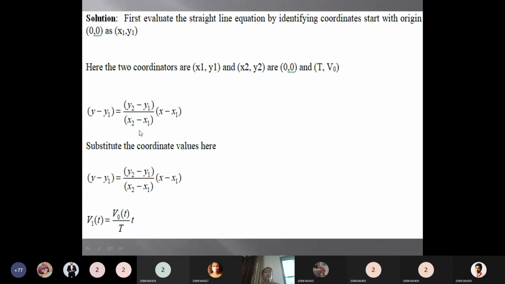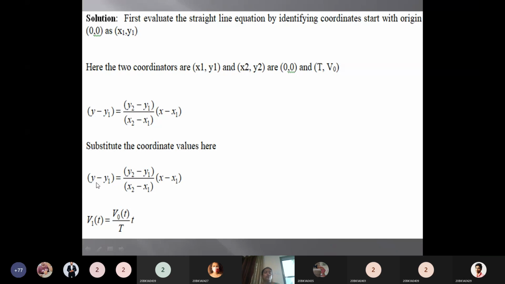Then this is actually the equation: y minus y1 equals the slope, y2 minus y1 by x2 minus x1, into x minus x1. Substituting these coordinates in this equation, let us see what y1 is. Y1 is equal to 0, because x1, y1 are 0, 0. So y1 is equal to 0, and x1 is equal to 0.